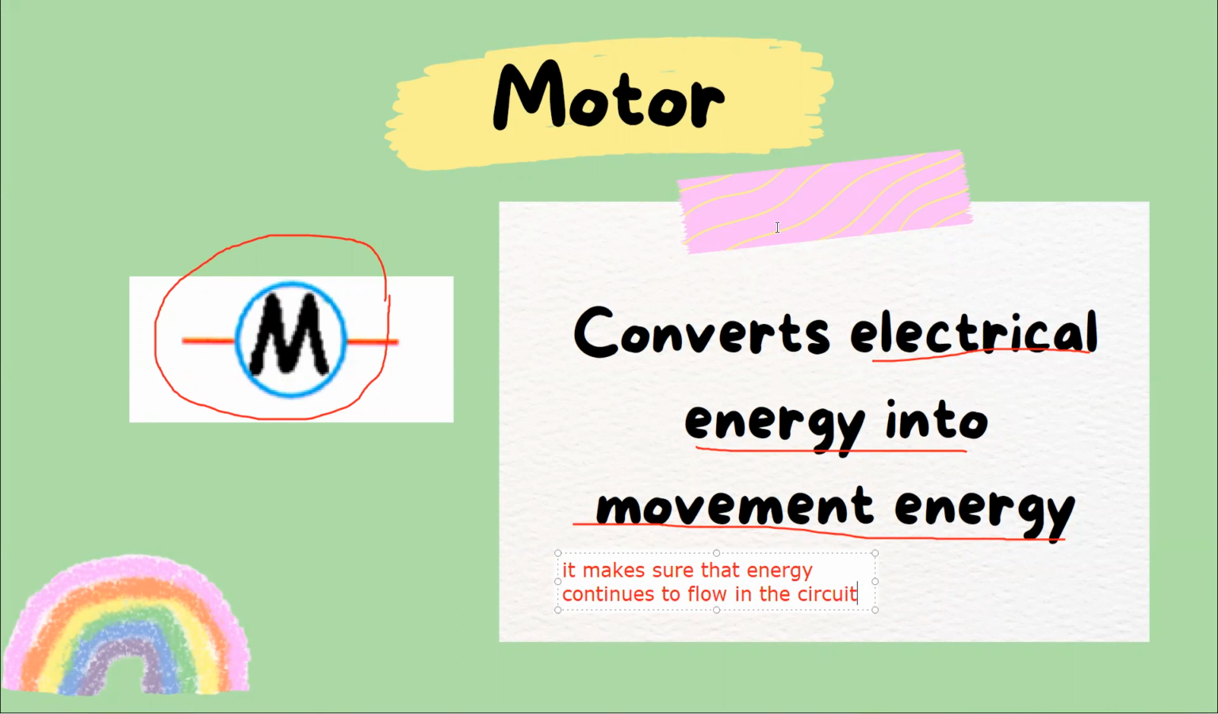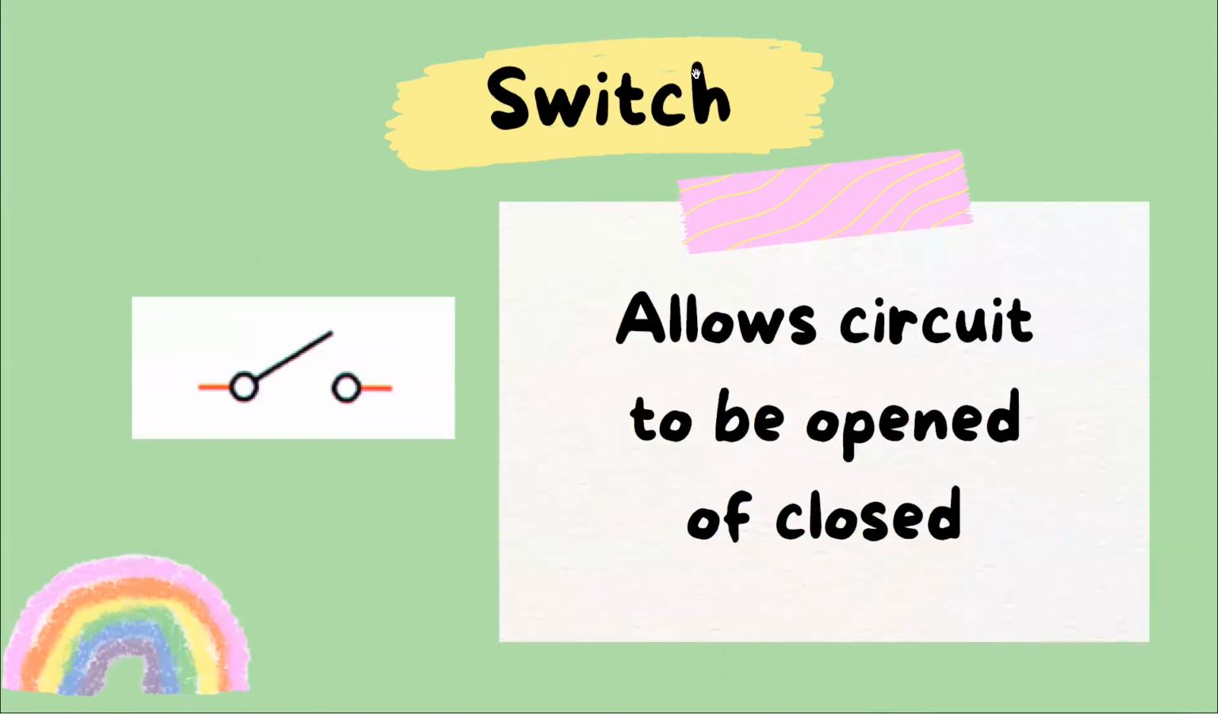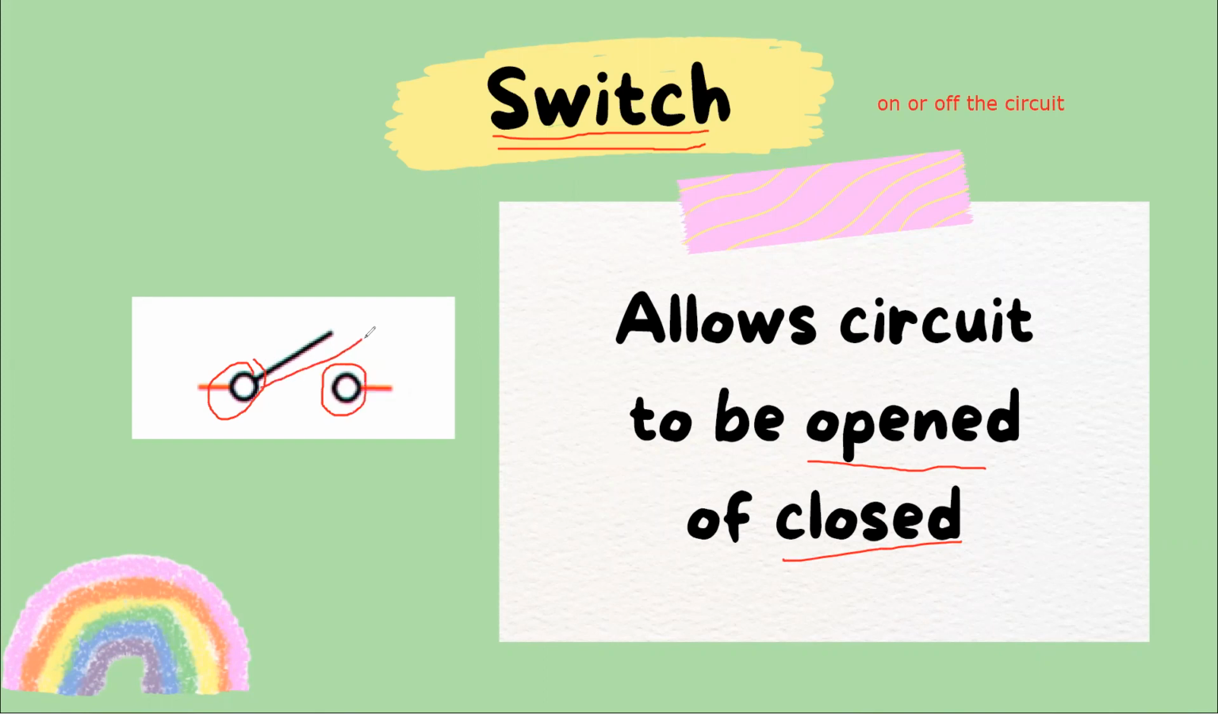Are you ready to go on to the next one? I think we have one more left. The switch. By the word itself, the switch is to turn on and off the circuit. The function is to allow the circuit to be open or closed. It is represented with two circles and a line because it looks exactly like this in real life.